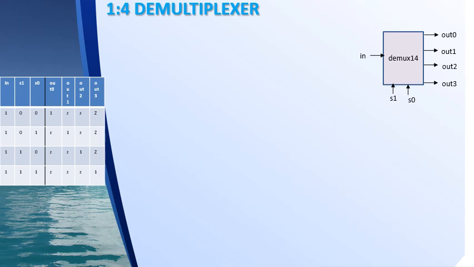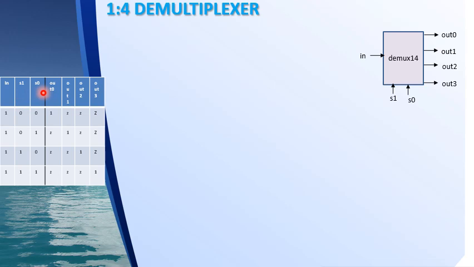Next example, we'll realize a 1:4 demultiplexer. So I have the block diagram of the 1:4 demultiplexer. This has got one input in and four outputs, out 0, out 1, out 2, out 3, and two select lines S1 and S0. So here I have the truth table of the 1:4 demultiplexer.